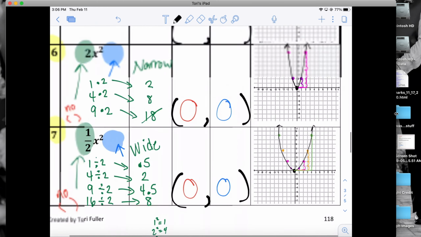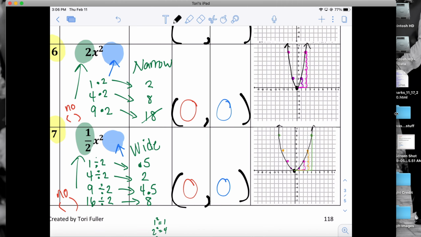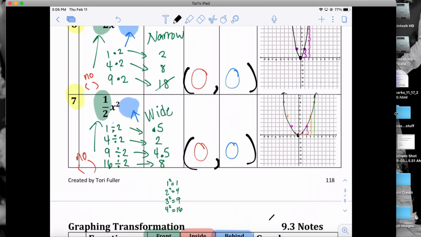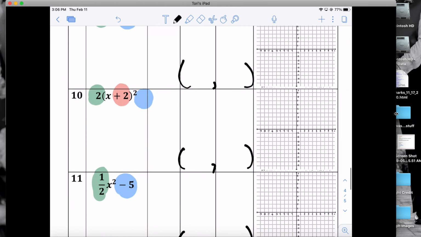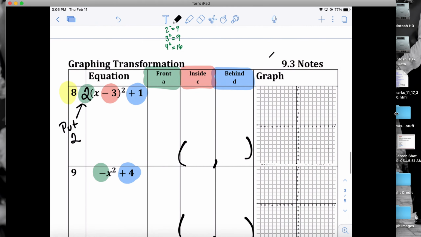All right, if you missed anything for 6 or 7, go ahead and pause it. We're going to have one more page. I am not going to do a lot of them. I think I'm just going to do 2, maybe even just one of them. Yeah, let's just do 1. All right, we're going to do 8 together all the way through. Number 8, can you add a little 2 right here?